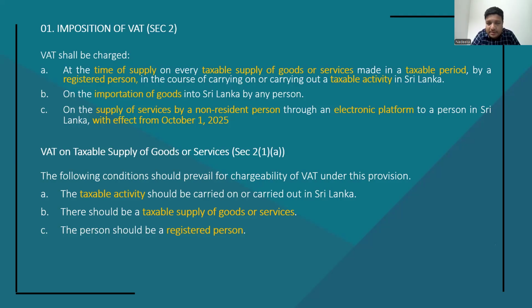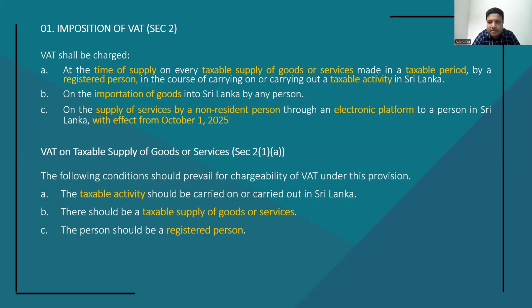First, we'll look at Section 2 of the law, which is the charging section that covers the scope of VAT. Basically, who are the persons covered within this scope, who are liable to pay taxes, and on what it is computed. All that is covered within Section 2. Right. As per Section 2 of the law, VAT shall be charged in three circumstances. So we will look at them one by one.